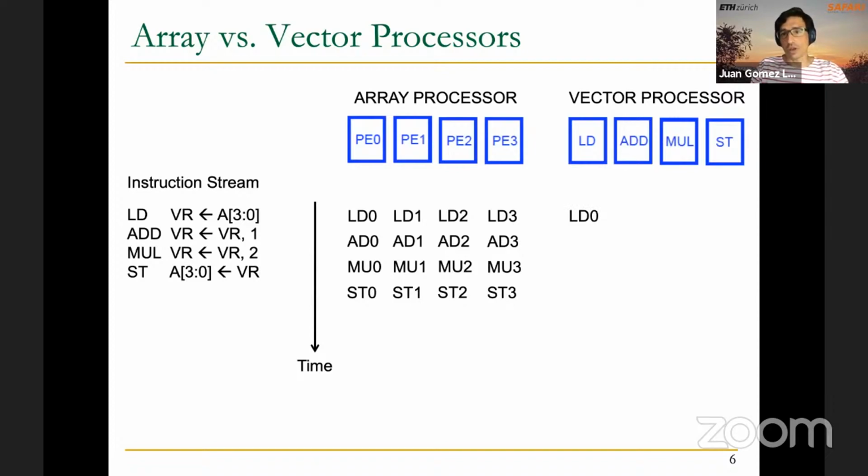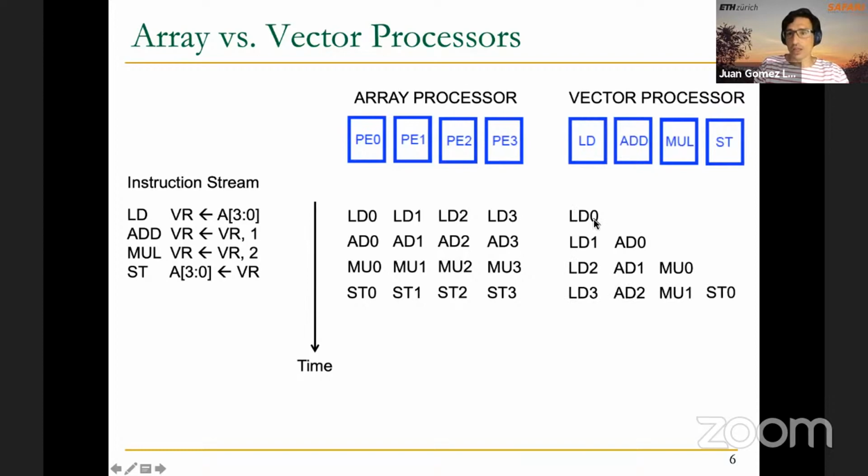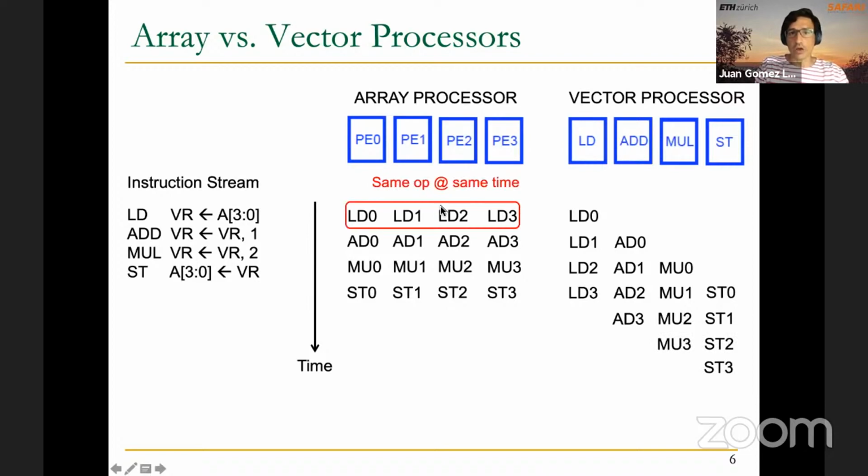However, in the case of the vector processor, we start with the load. Because we have one single load unit, we can only perform one load at a time. And in the next cycle, we can perform the load of the next element of array A, right? And also at that time, we can start performing the addition for the first element that we read in the previous cycle, right? So observe how we create a pipeline of instructions here that are being executed. And this way, on the array processor, we have the same operation at the same time, while in the vector processor, at the same time, we have different operations because the processing elements perform different operations.